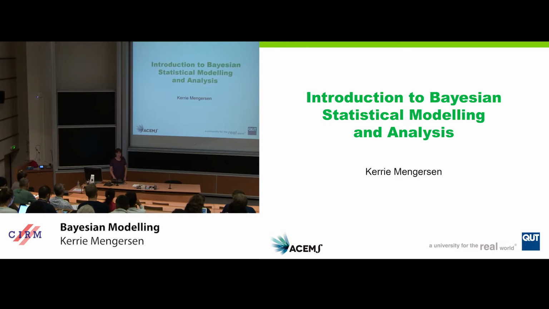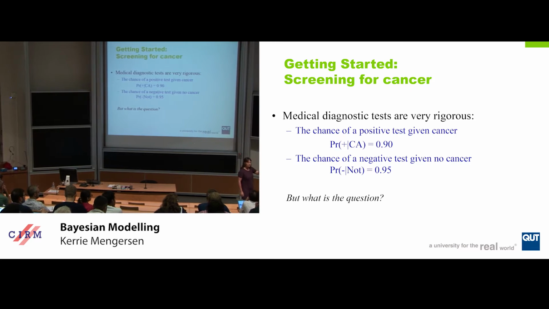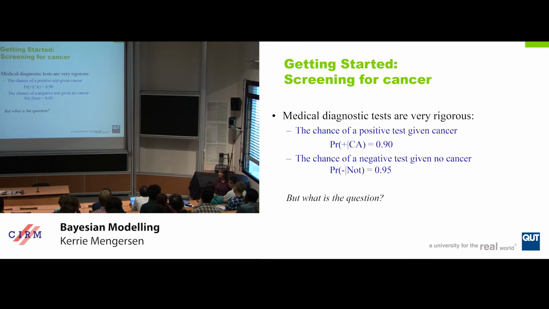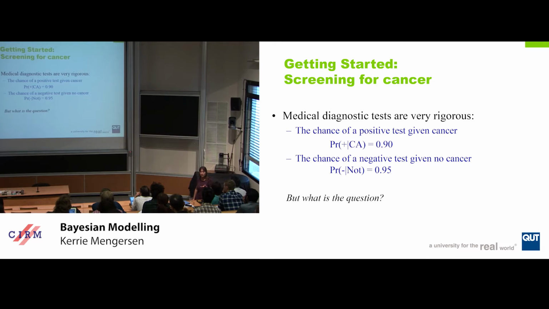So let's start then with Bayesian statistics, and we'll just start with a very common example, which is screening for cancer. The story here is that we're going to start with Nicola. Nicola goes to the doctor because he's not feeling so well. I wish this wasn't cancer, Nicola, but Nicola's very confident of these tests from the doctor, because the test is actually very rigorous. The chance of a positive test, given that you have cancer, is 0.9. So 90% of the time somebody has cancer, this test will pick it up. The chance of a negative test, given that you have no cancer, is 0.95. So a good test, okay?